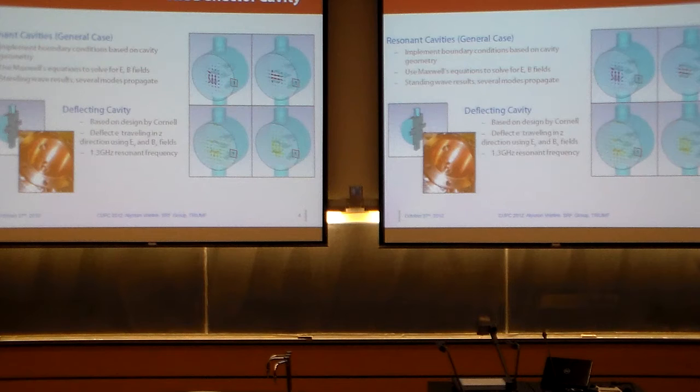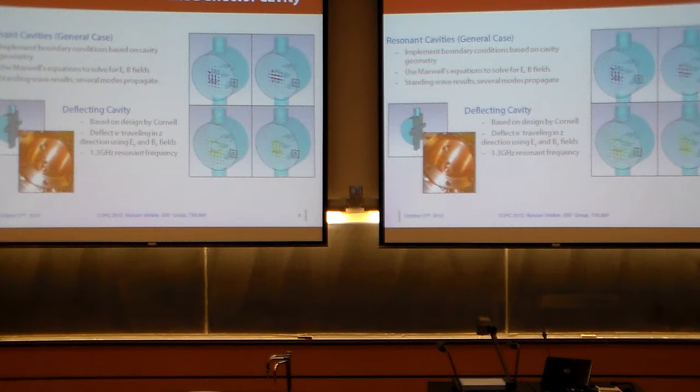Well, going back to the basics, the deflecting cavity is a resonant cavity. And what we do to solve for the electric and magnetic fields is we apply boundary conditions on the cavity geometry. And this cavity is made out of copper. There's actually a cross-sectional view of it on the left there. And we apply boundary conditions and then we solve for the electric and magnetic fields. Now, several modes will actually propagate. You get these standing waves as your solution. And we can use the mode that has an electric field in the y direction and a magnetic field in the z direction. And what this will give us is a net deflection of an electron that goes through this cavity in the y direction.